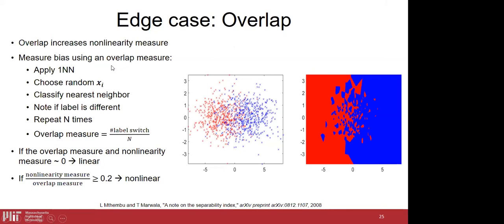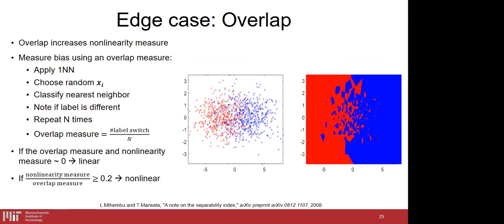So I came up with another overlap measure, which is also pretty simple. I would first apply a one nearest neighbor, and then I just choose a random data point, and count how many times the closest data point to this belongs to a different class. If I have no overlap, the classes are perfectly separated. I do not expect this to happen very often, or basically not at all, because the closest data point should always be a data point from the same class if they are perfectly separated. So this gives me an idea of how much overlap is in the data. And then I just combine those two measurements by saying, okay, my nonlinearity measure increases if there's nonlinearity.